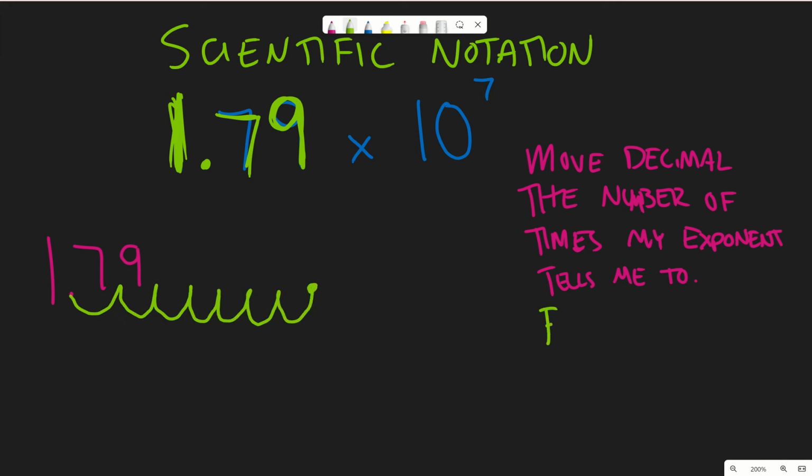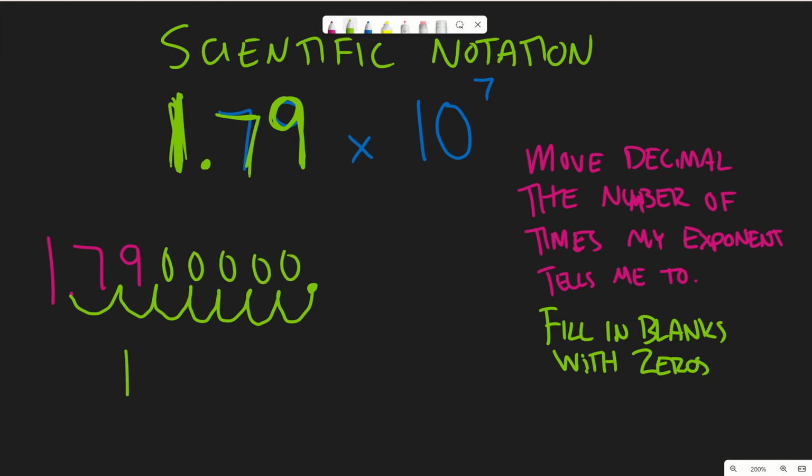And I fill in my blanks with zeros. So this would be a 0 here, 0 here, 0 here, 0 here, 0 here. If I were to write this, I would end up with 17,900,000. So 1.79 times 10 to the power of 7 is the same thing as 17,900,000.